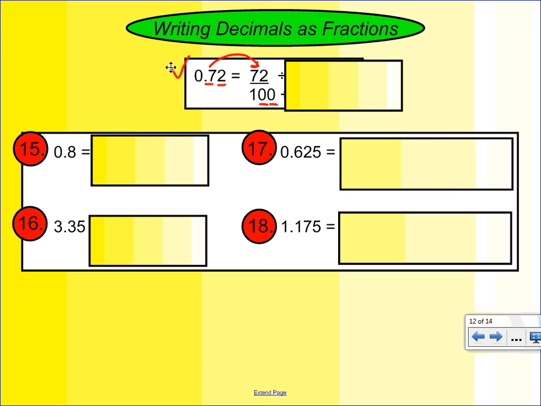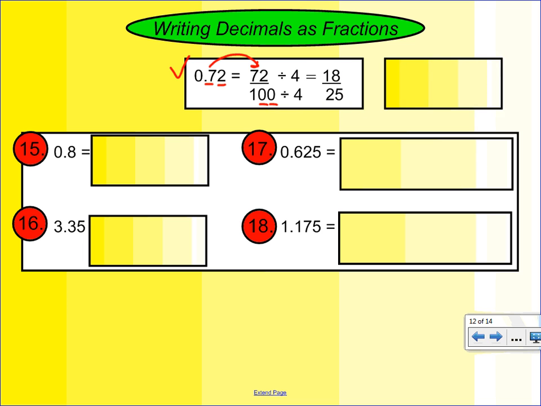One thing you do have to be sure you do is to simplify your fraction, and I would divide those both by 4 to get 18/25. Okay, there are 4 problems for you to work out. See if you can make those into fractions. Remember to put them in their simplest form. Pause this and I'll wait here for you.